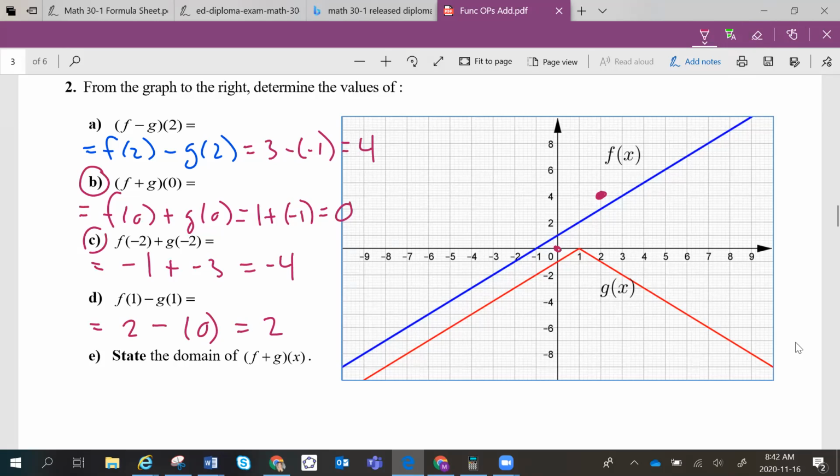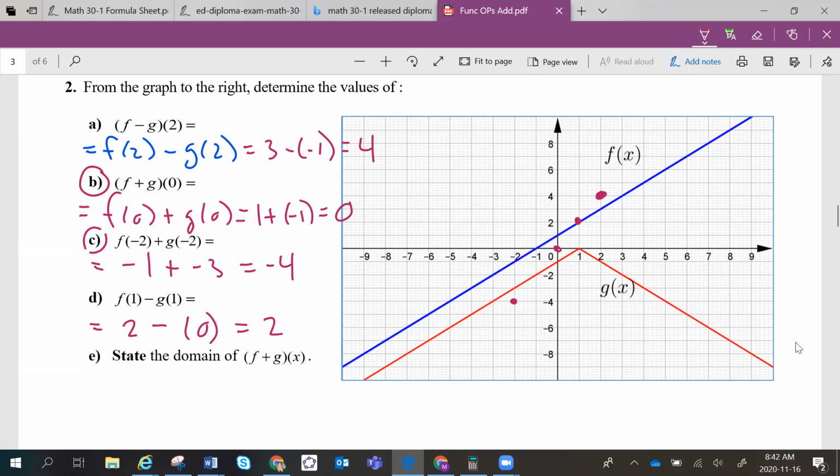C, negative 2, negative 4. D, 1, 2. It's going to look something like that. Okay, what I want to do now for E is it says state the domain of this.